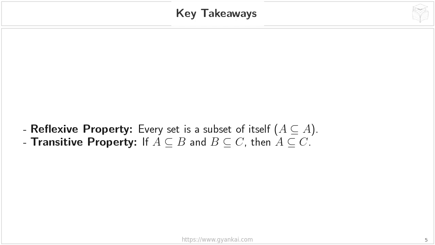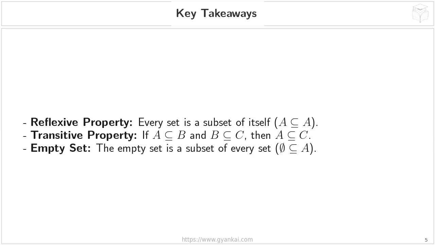Next up is the transitive property. This one builds on the idea of how subsets relate to each other. Imagine a chain of inclusion. If set A is a subset of set B, and set B is a subset of set C, then logically, set A must also be a subset of set C. It's like a domino effect. If everything in A is in B, and everything in B is in C, then everything in A is also in C. We write this as, if A is a subset of B, and B is a subset of C, then A is a subset of C.